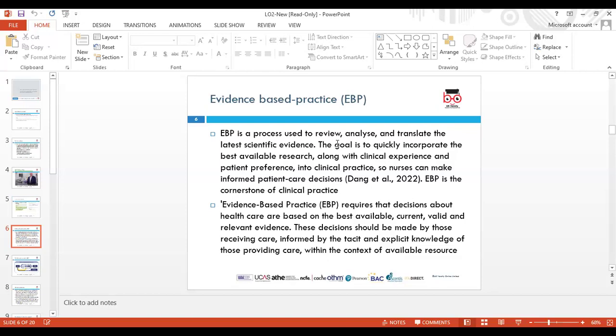So nurses can make informed patient care decisions, and evidence-based practice is the cornerstone of clinical practice. So it requires that decisions about health care are based on the best available and current and valid and relevant evidence. So these decisions should be made by those receiving care, informed by the tacit and explicit knowledge of those providing care within the context of available resources.